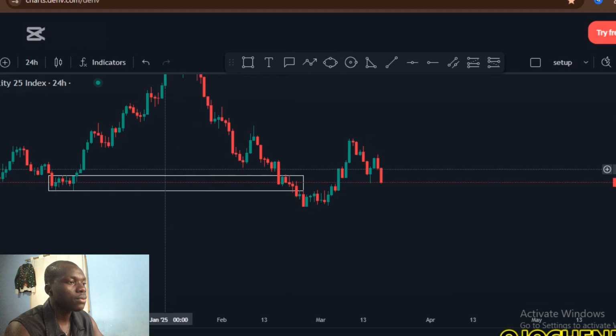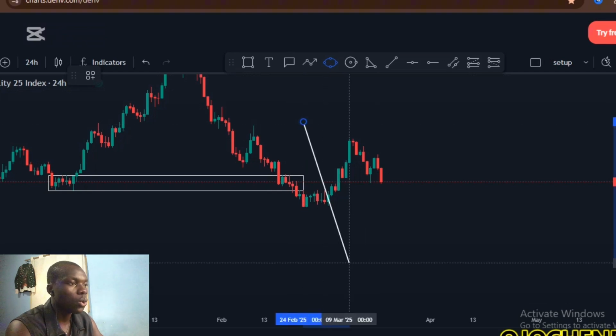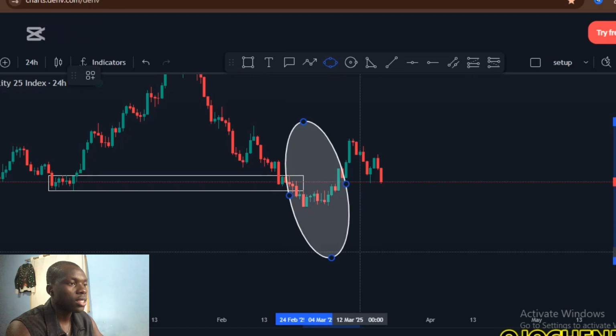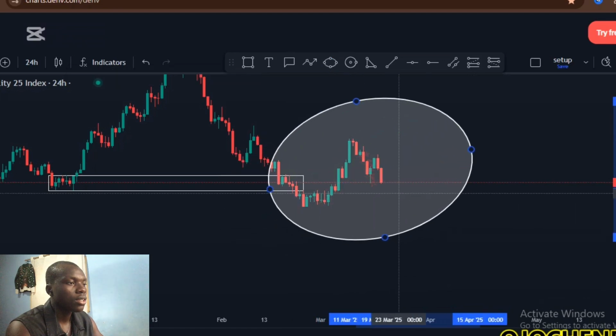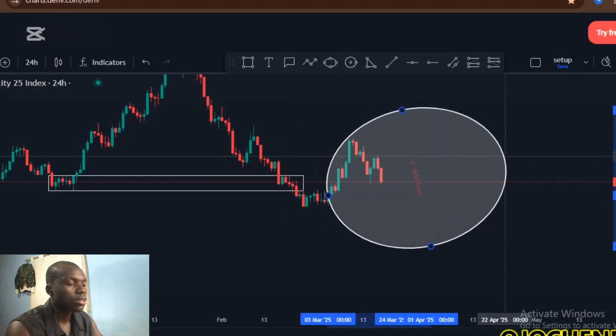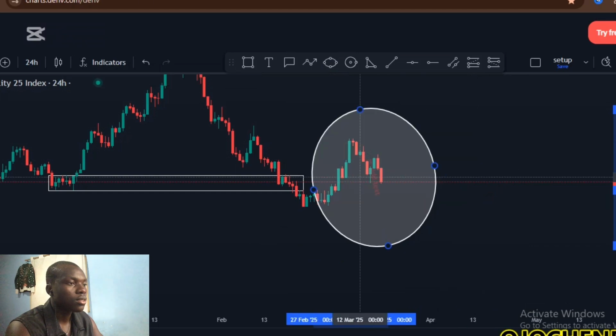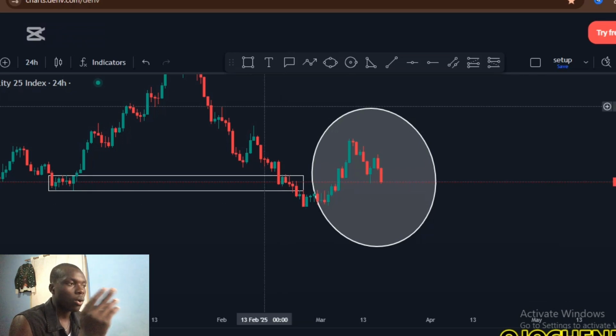So here is the 24 hour. You can see from the 24 hour, this market here on the volatility 25 is bearish. So I want you to consider this market from here. So let's just consider this point and forget about what's happening at the back or anywhere.